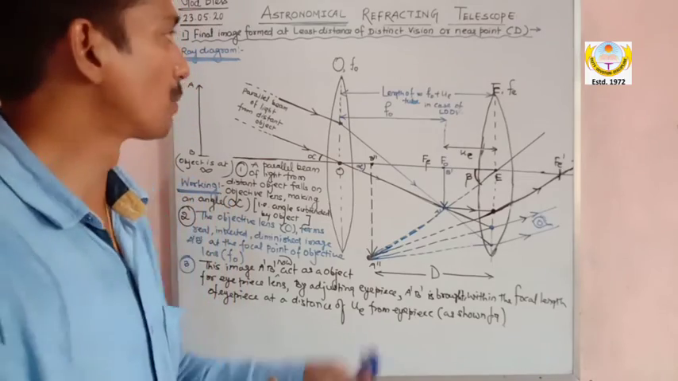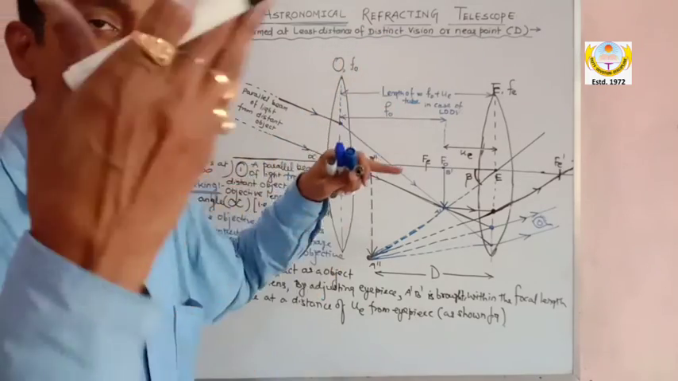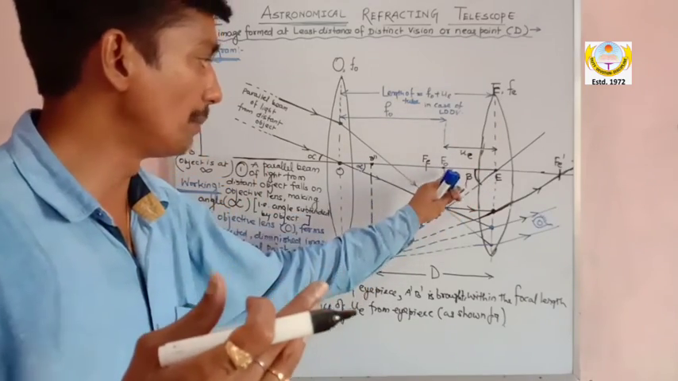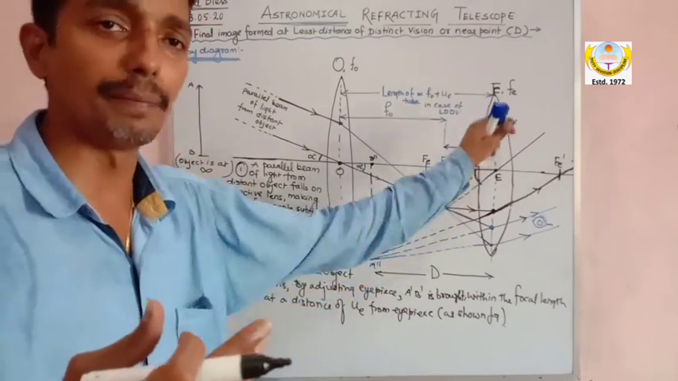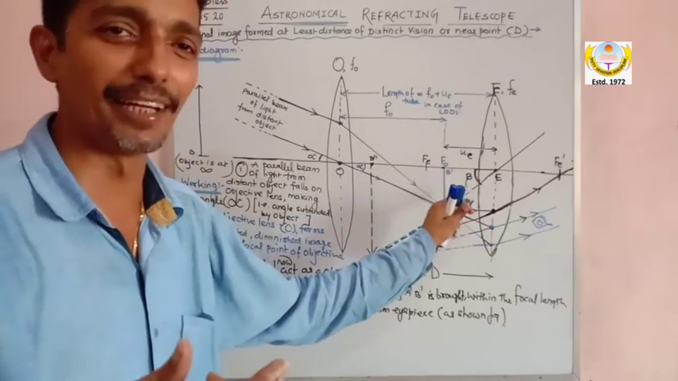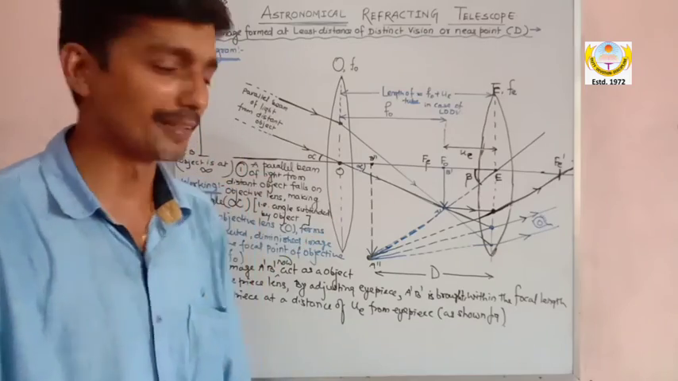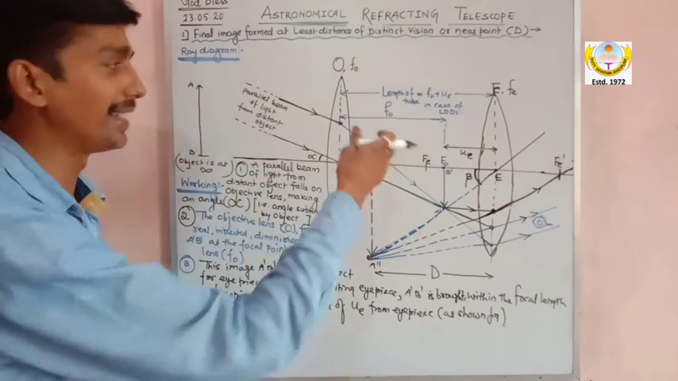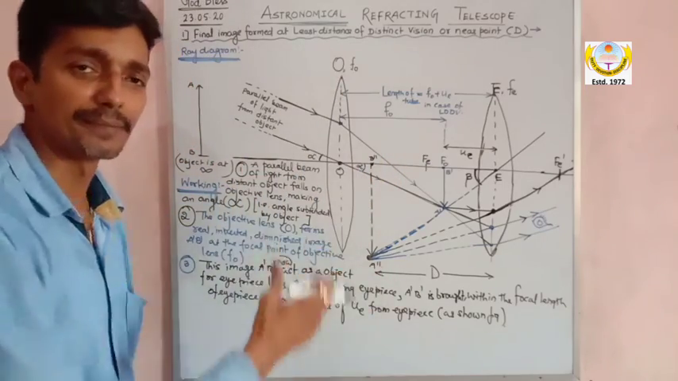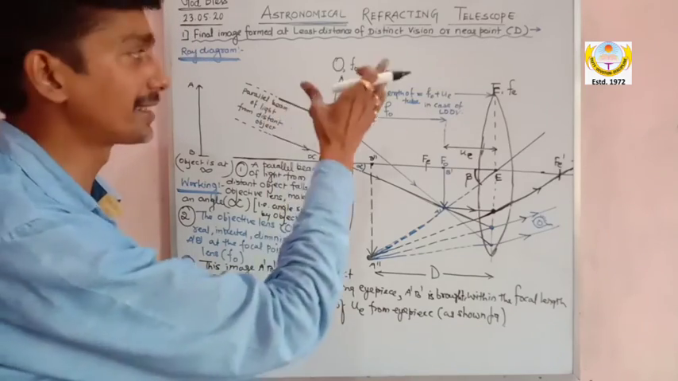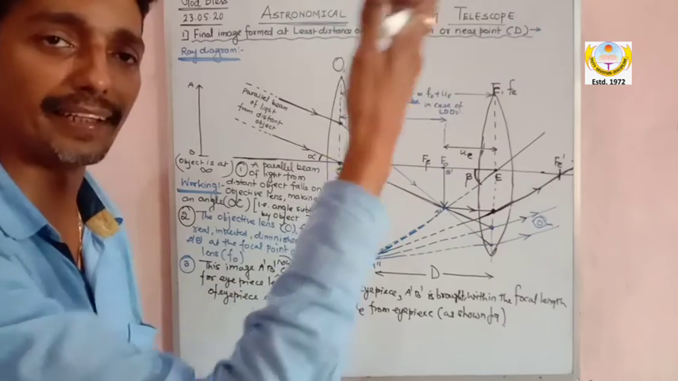So my dear, this is the difference between LDDV and the image formed at infinity. When the image is formed at infinity by the eyepiece, this A dash B dash will lie at the FE of the eyepiece. I will show that figure also. Only this is the change in the infinity and LDDV concepts. This is the change in concept of image at LDDV and image at infinity.